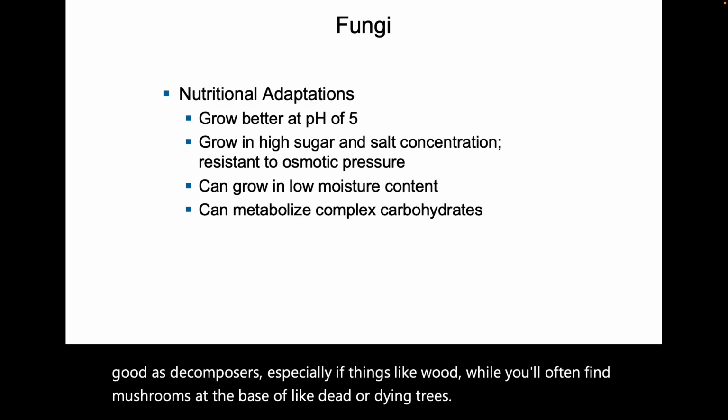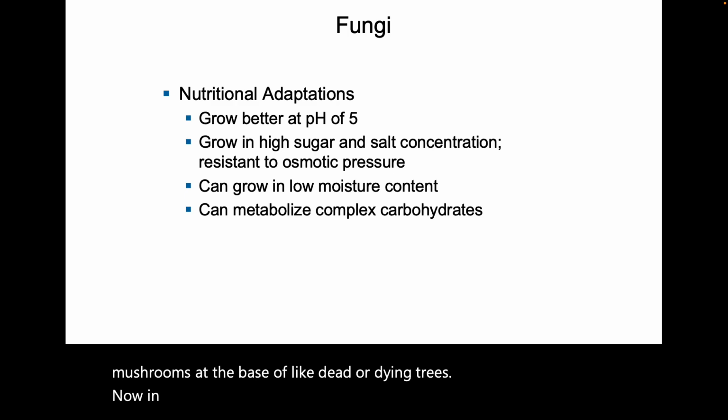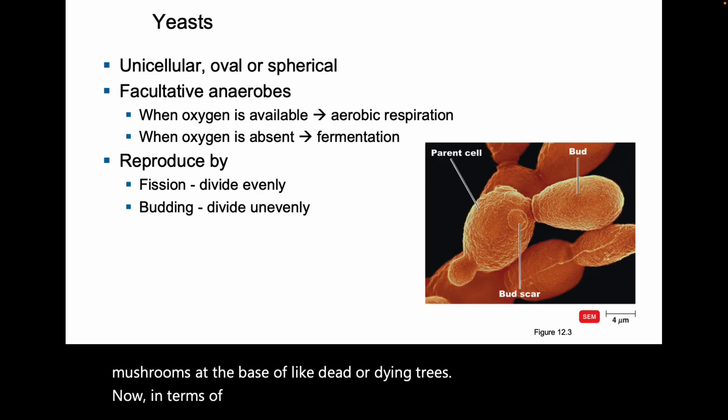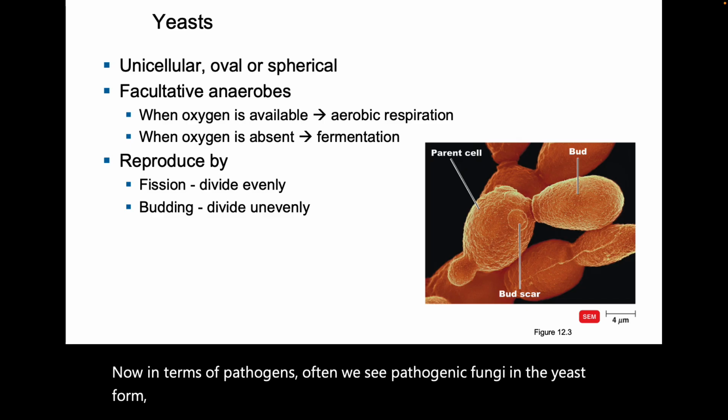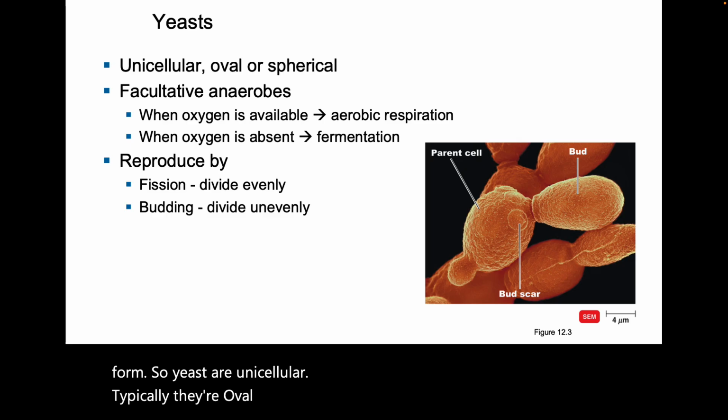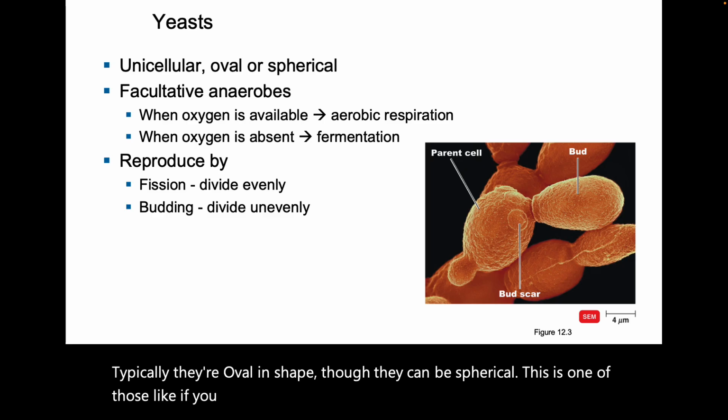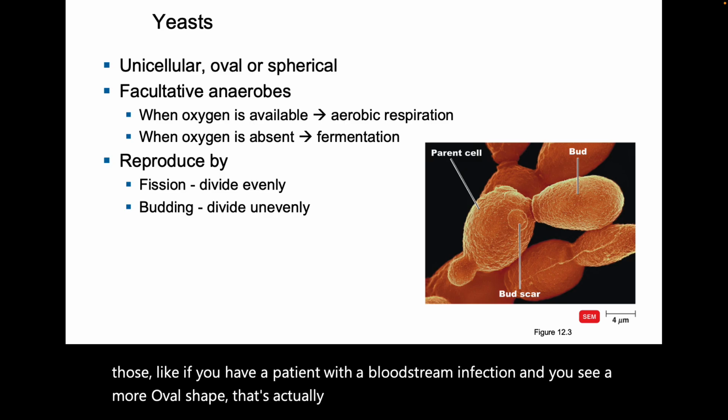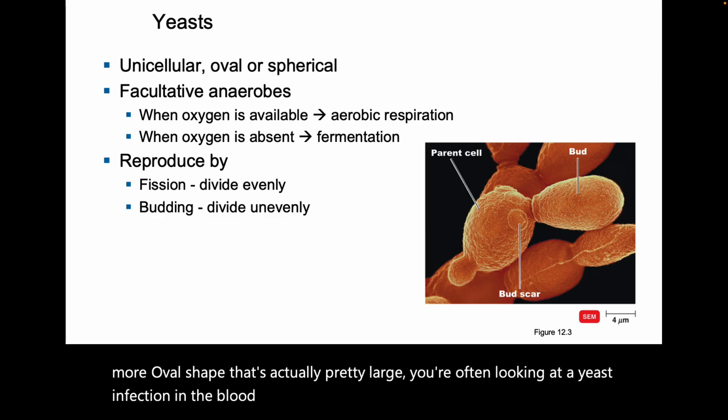Now, in terms of pathogens, often we see pathogenic fungi in the yeast form. So yeast are unicellular. Typically, they're oval in shape, though they can be spherical. This is one of those, like if you have a patient with a bloodstream infection and you see a more oval shape that's actually pretty large, you're often looking at a yeast infection in the blood rather than a bacterial infection in the blood.